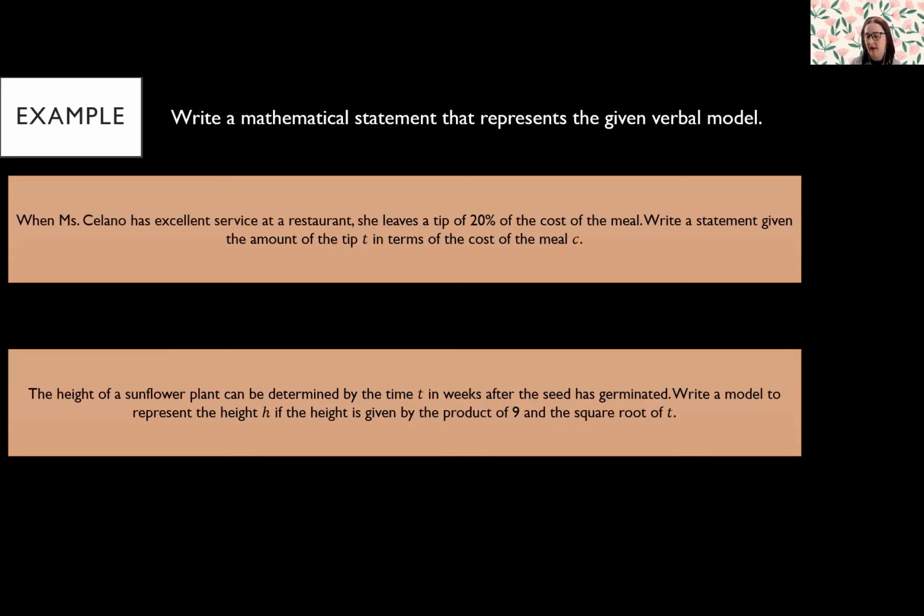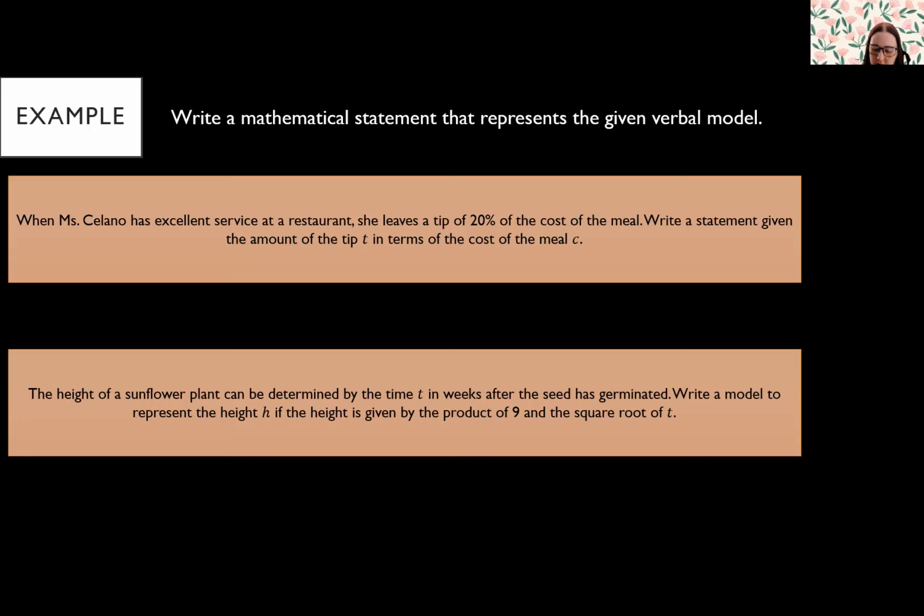Okay, so these are my last two examples. These are getting a little bit more complicated. So when Ms. Solano has excellent service at a restaurant, she leaves a tip of 20% of the cost of the meal. Write a statement given the amount of the tip T in terms of the cost of the meal C. So they're telling us what variables to use in this case.